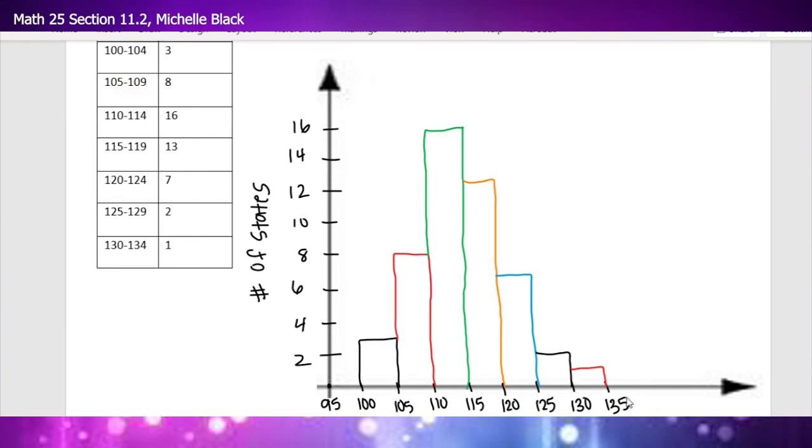And this would be your histogram. So again, it looks very much like a bar graph. However, it's the one we use for a grouped frequency distribution or numerical data.